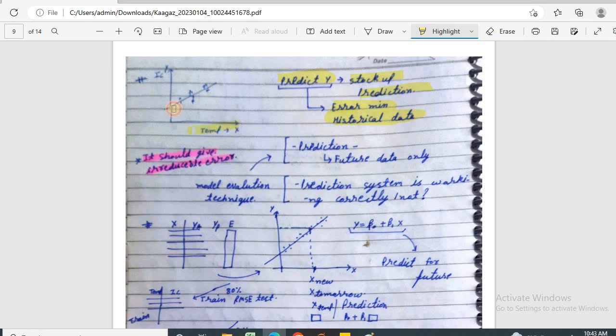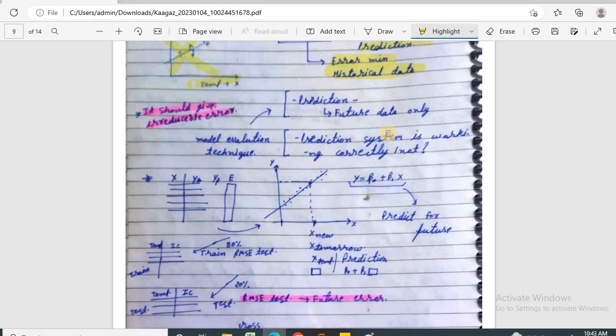So here is temperature and so on. Now, why are we doing this? So that we can do prediction. Prediction on what? Prediction on future data only. So we need to analyze whether our prediction system is working correctly or not. For this, we will use a model evaluation technique.